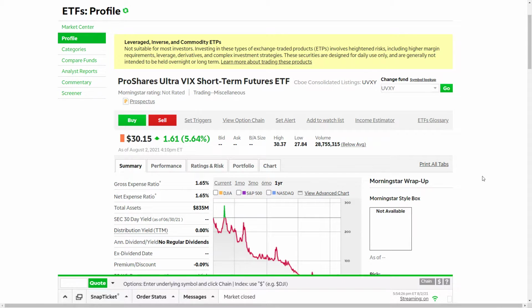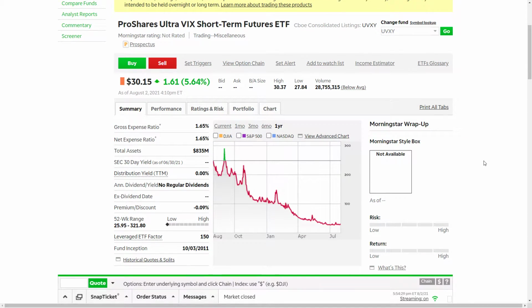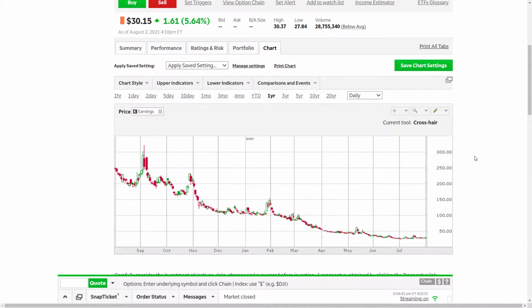So the first thing that I would highlight as we look at the VIX today in terms of what is it, why are we looking at this short-term futures ETF as opposed to the actual VIX, is because this is the fund that, generally speaking, I will use when I'm tracking volatility in the market. I'm going to showcase this over a few years.